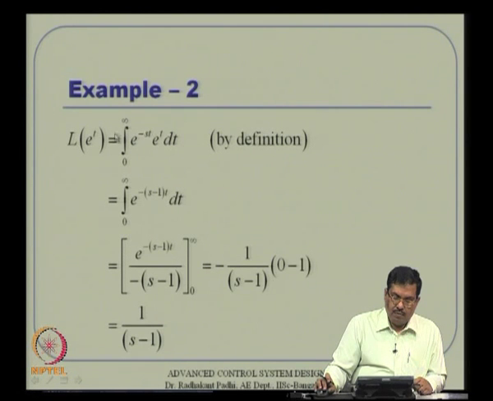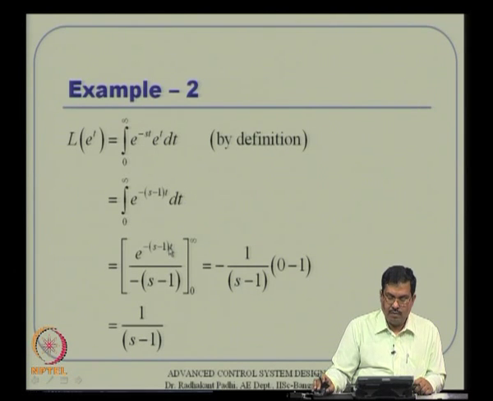Similarly, example 2: if you take e to the power t, then again you plug it into the definition and carry out the algebra. This is fairly straightforward. You have e to the power minus of s minus 1 t divided by minus of s minus 1, evaluated from 0 to infinity. At infinity this is 0, e to the power minus infinity. At 0 this becomes 1. So, 0 minus 1, and essentially you are left with 1 by s minus 1.